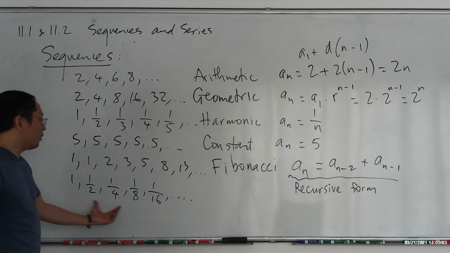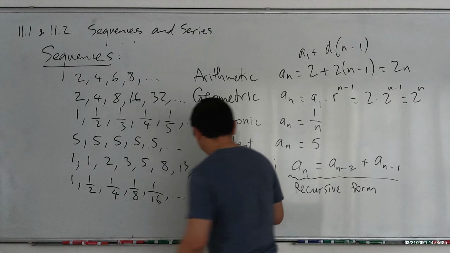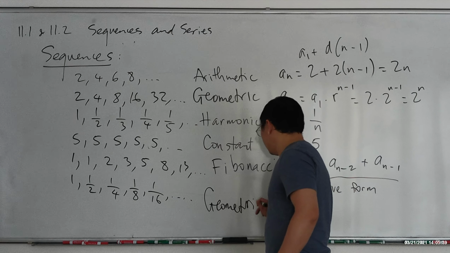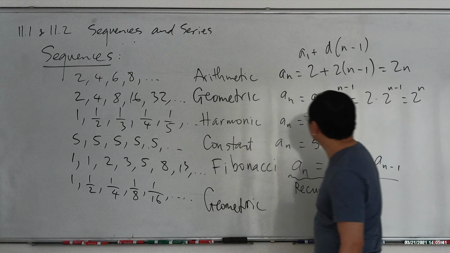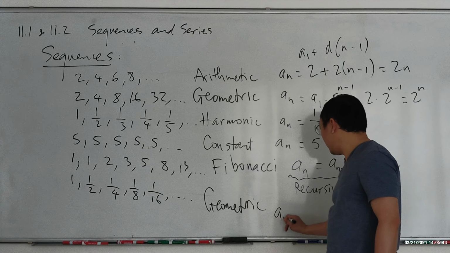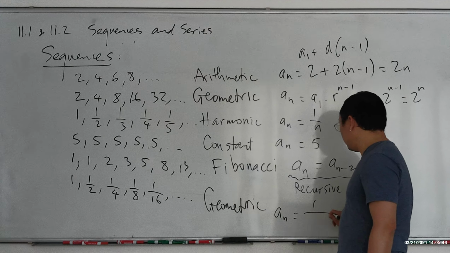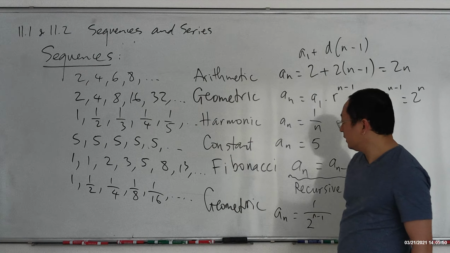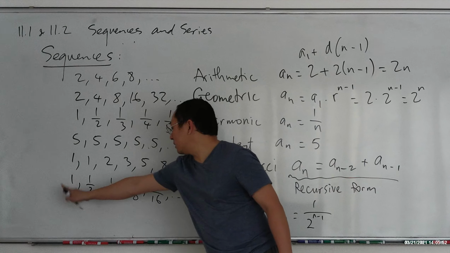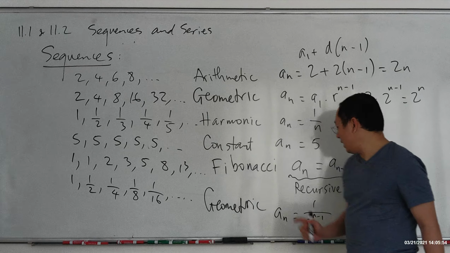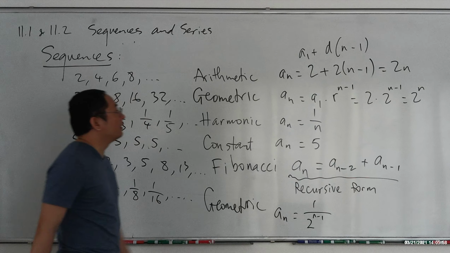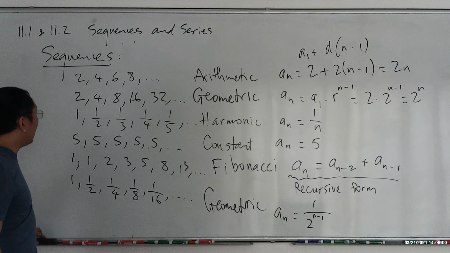And the last one right here is also a geometric one. Keep multiplying by 1/2. This one is a_n equal to 1 over 2 to the n minus 1. See, you start from 1, and then it's 1/2, and so forth and so on. And you have the general formula for this one as well. And those are called sequences.